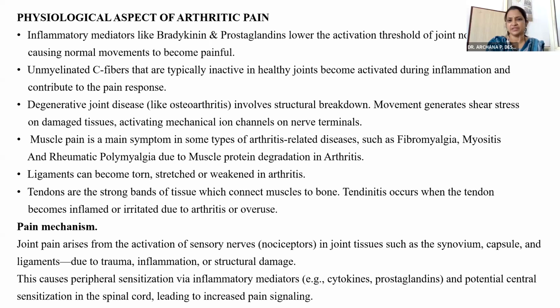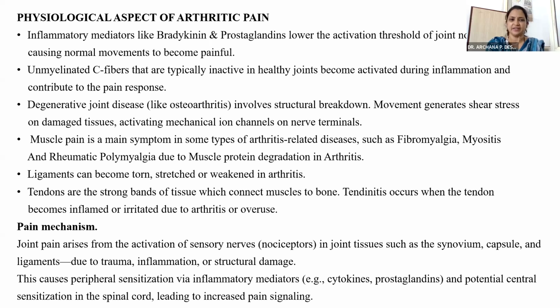All this mechanism is related to structural breakdown and movements, with shear stress causing damage to the tissues, which activates the mechanical ion channels on the nerve terminals. This is most important, where Rhus Tox will act properly. And concerning muscle pain in arthritis, we have symptoms like fibromyalgia, myositis, and polymyalgia rheumatica due to muscle protein degradation, which is very common in arthritis, and that is how stiffness and restrictions in joint movement occur.